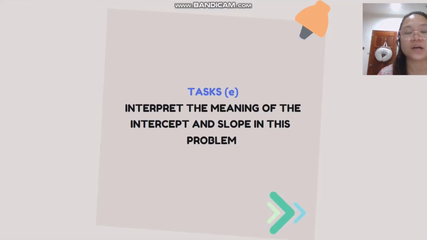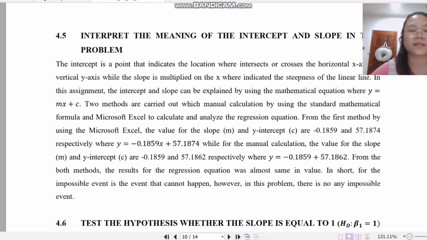Lastly, I will present task E, which is to interpret the meaning of the intercept and slope in this problem. The intercept is the point that indicates where the line intersects or crosses the horizontal x-axis or vertical y-axis, while the slope is multiplied on the x, which indicates the steepness of the linear line.